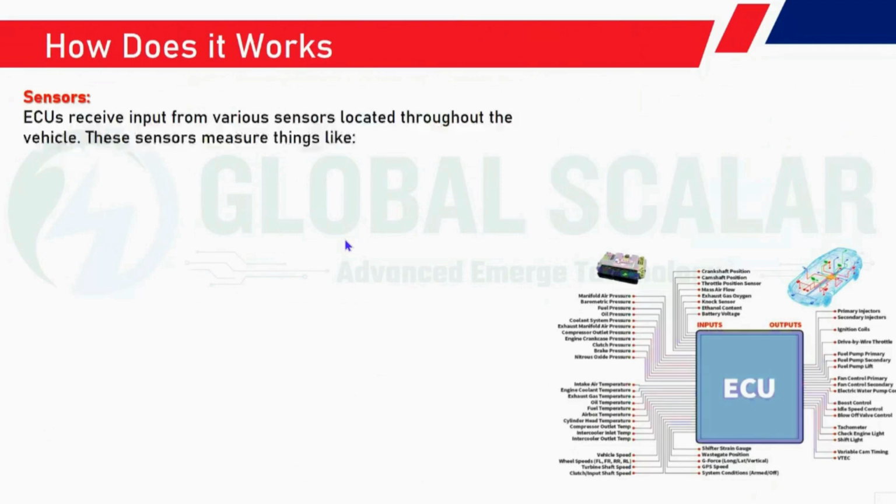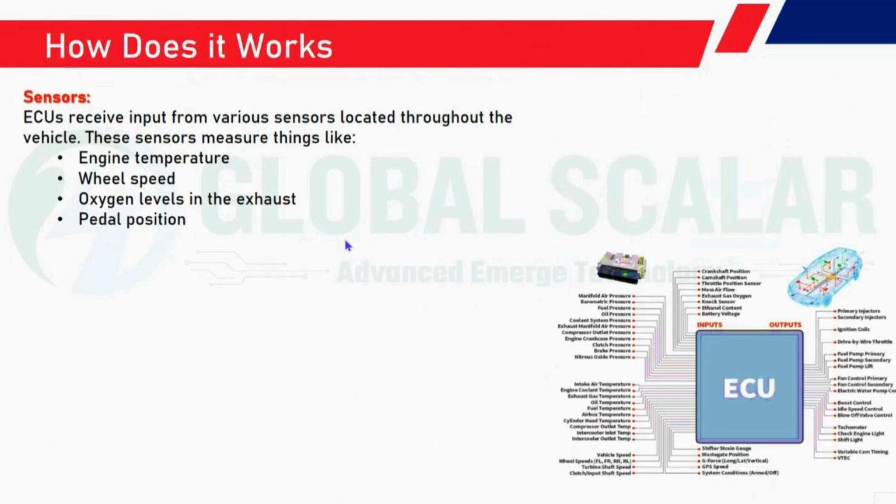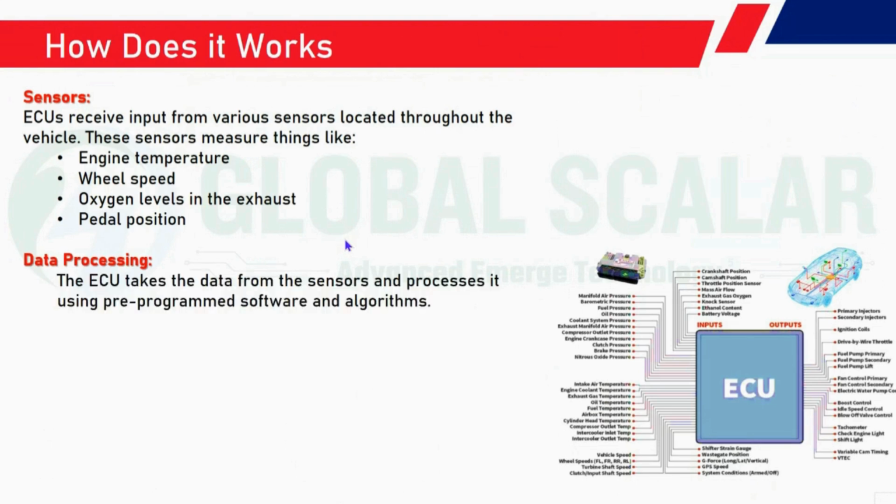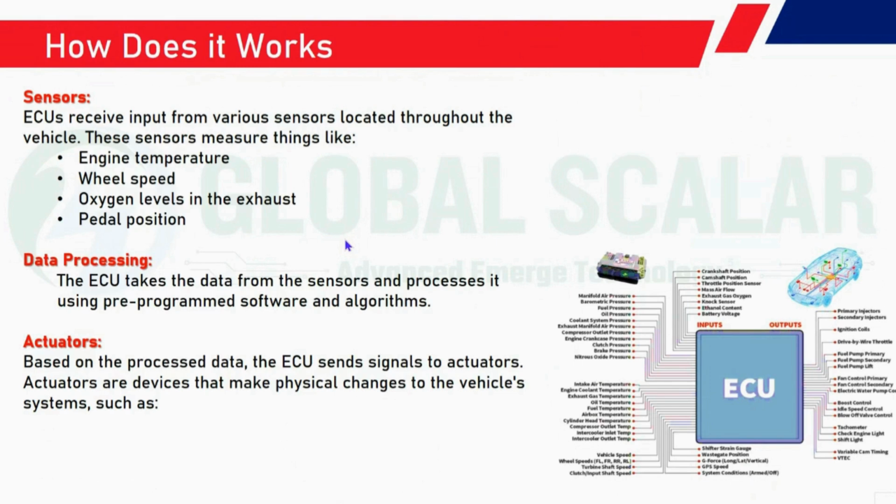And how it works. The ECU receives input from various sensors located throughout the vehicle, such as engine temperature, wheel temperature, oxygen level in the exhaust, and pedal position data. Once the sensor gives the data, it will be processed. Here the ECU takes the data from the sensor and processes it through the software and algorithm. Then, based upon the processed data, the ECU sends data to the actuator. Actuators are devices that make physical changes to the vehicle system, such as adjusting the fuel injector, controlling the transmission, and applying the brakes.